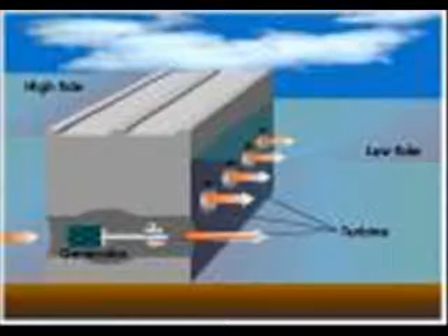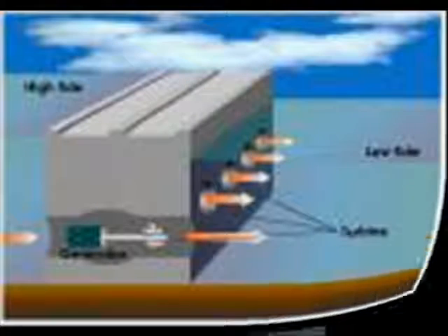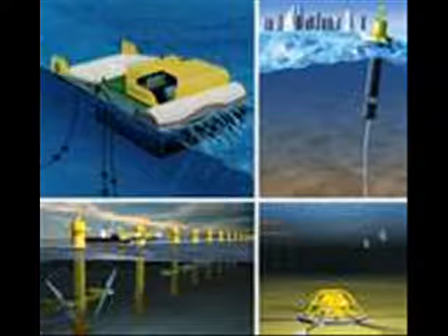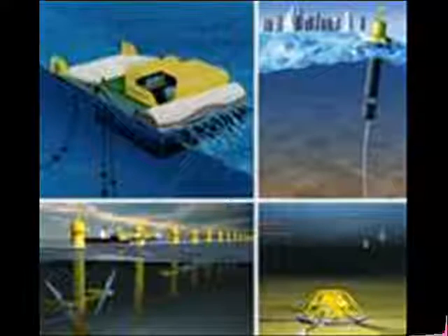How does it work? A barrage, which is in fact a huge dam, is built across a river, estuary, or bay. This barrage has gates in it which allow the water to flow into the barrage with the incoming tide. These gates are then closed when the tide begins to go back out.